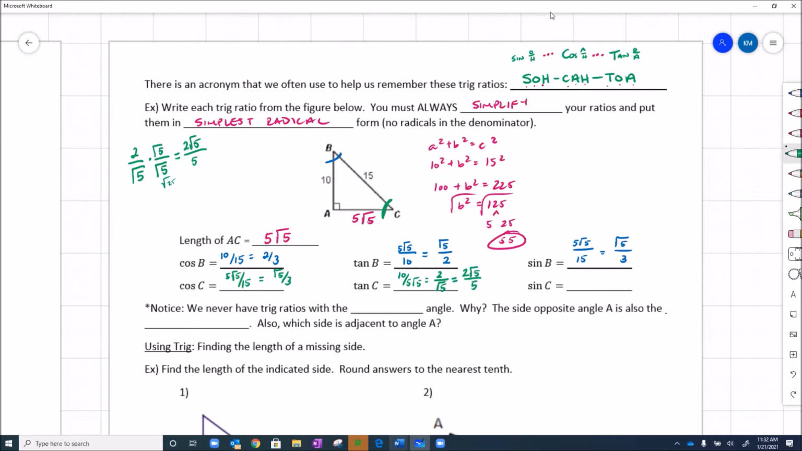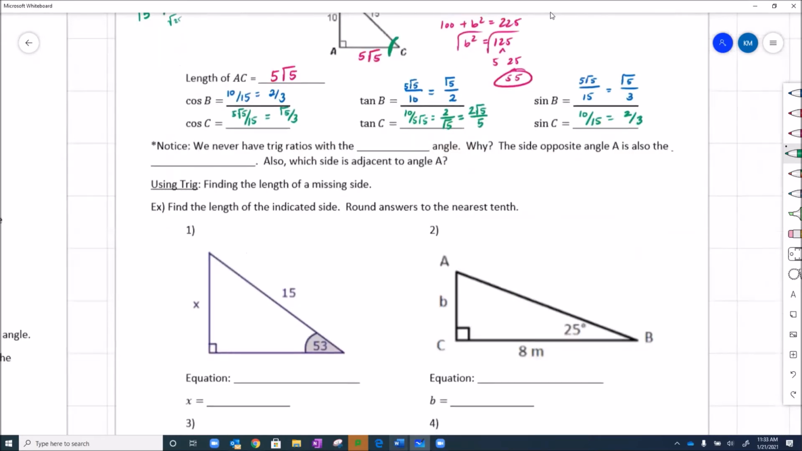Okay, and then sine C, that's opposite over hypotenuse. Opposite is 10, hypotenuse is 15. 10 over 15 simplifies to 2 over 3. And so our relationship held up. Cosine B is the same as sine C.